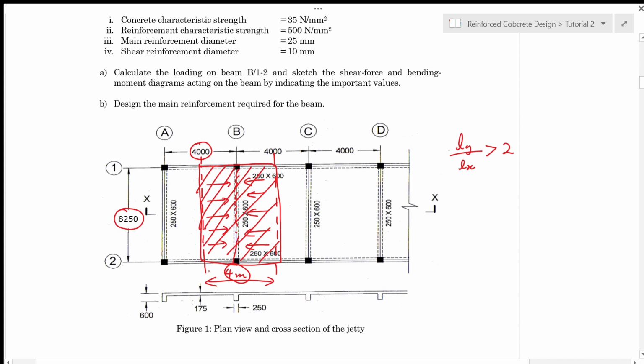We don't multiply it again by 8.25 meters because we want to get the load per meter length on the beam. If you get the total load by multiplying the area load to the area, and then you divide by the beam length again, it's still the same. You get the same load per meter length of the beam, but you are doing extra steps. So by using the area load multiplied by the width of the area, you get the load per meter length on the beam.